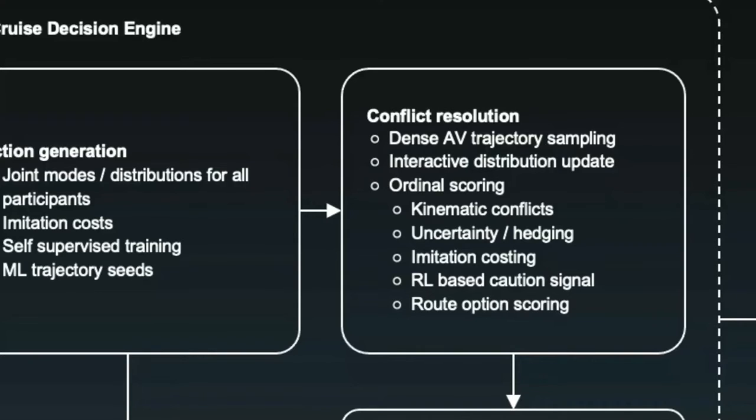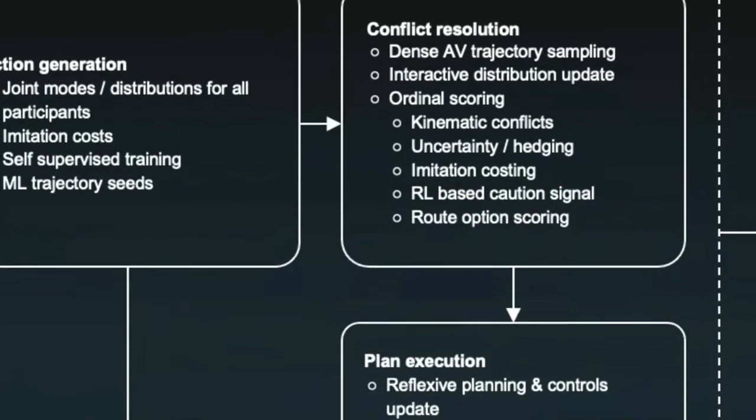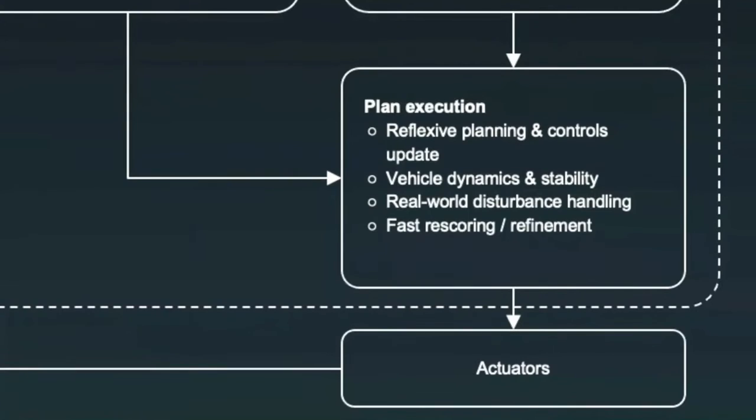Last but not least, we have to consider our route options, where we're going in the future, as an important signal into costing. If we're trying to go right, we need to understand that we really want to bias our samples of where the AV should go to the right. Last, but certainly not least, is reflexive plan update. So this is where we actually take all of that and turn this into control actions.